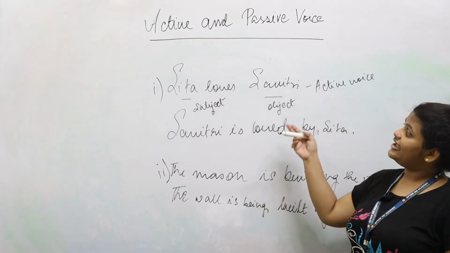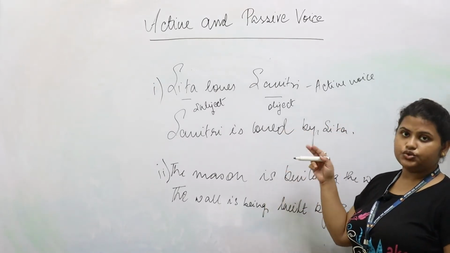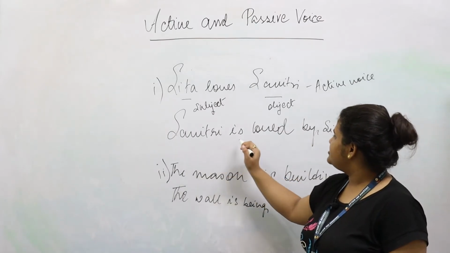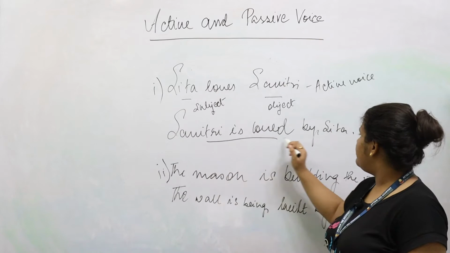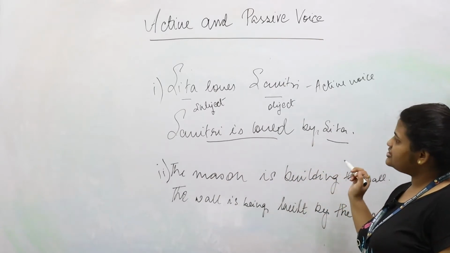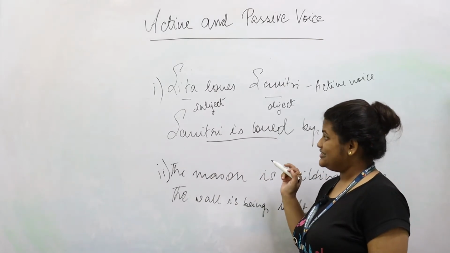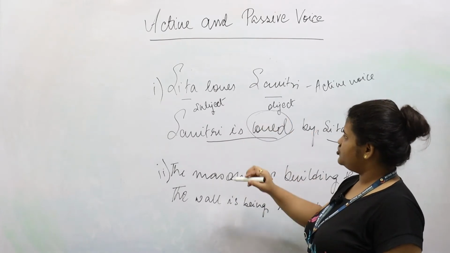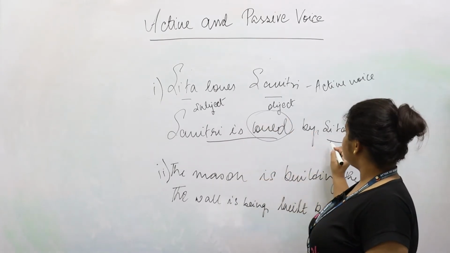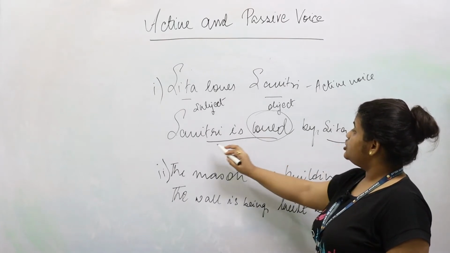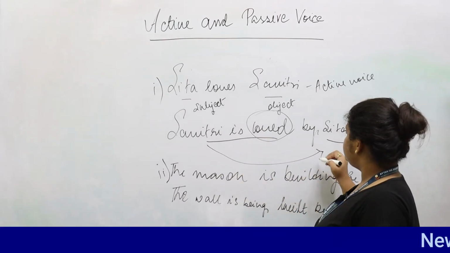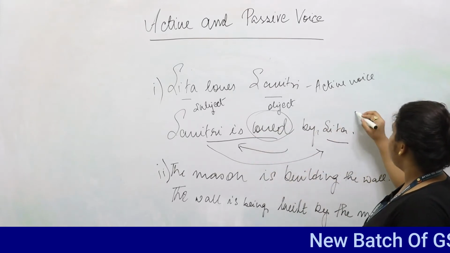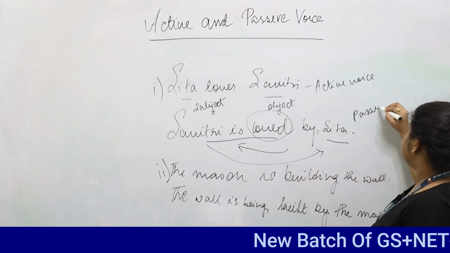However, if we try and transform this sentence into the passive voice, this is transformed as Savitri is loved by Sita. So what is the change that we are seeing here? One is that the form of the verb is being changed, and another change that happens is the object and the subject change their position, and this is then supposed to be a passive sentence.